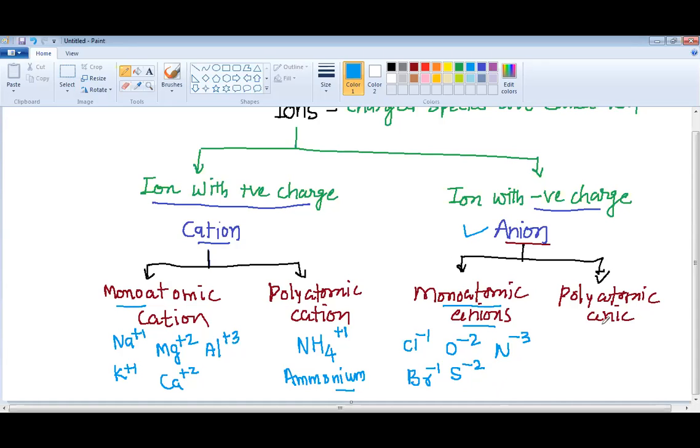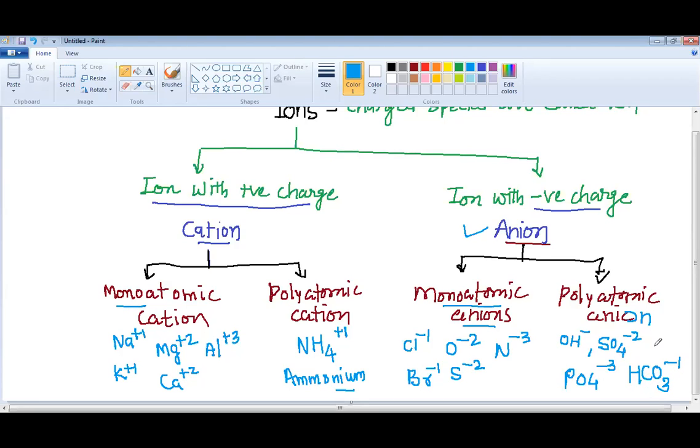But when we look at the polyatomic anions, my dear students, we start with OH minus 1, which is known as the hydroxide ion. We can go for the SO4 minus 2 ion, which is known as the sulfate ion. We can have the PO4 minus 3 ion, which is the phosphate ion with minus 3 charge. We can have such a big ion, HCO3 minus 1, which is the hydrogen carbonate ion.